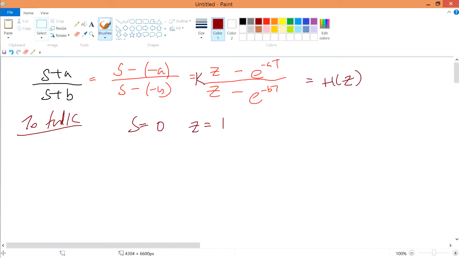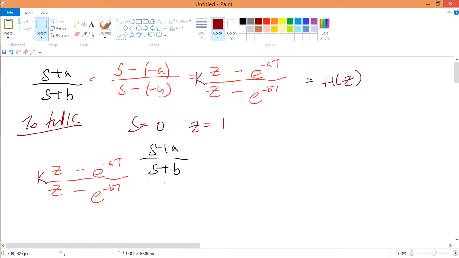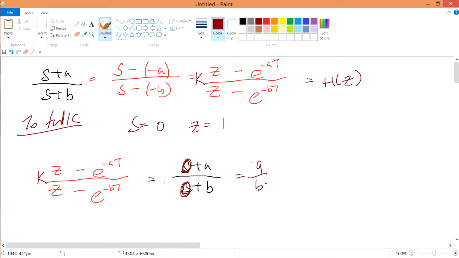I explained this already, so I don't want to explain it again. This is the standard way to find k. For your H of z, I sub in the magnitude of your s. So I sub in s equal to 0, and I will have a over b. Then I sub in z equal to 1. So let me rearrange.